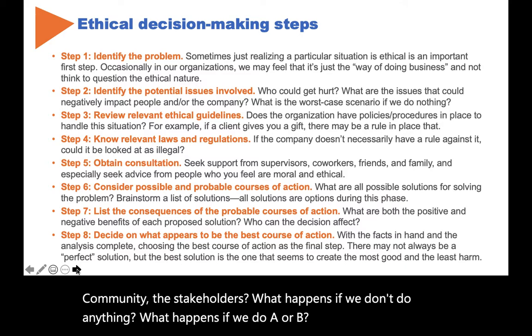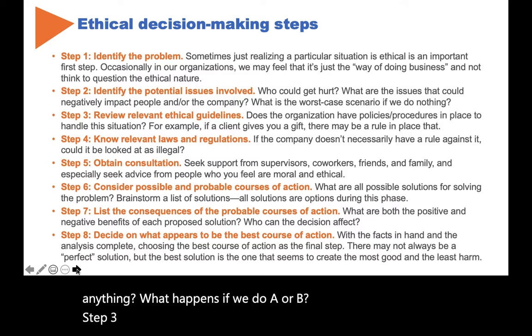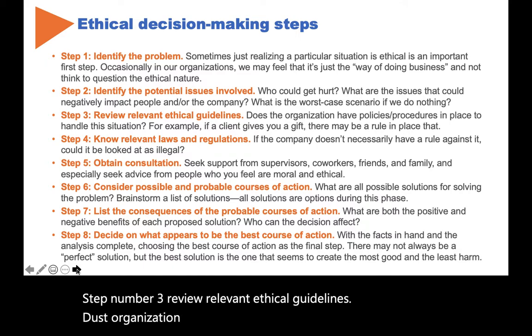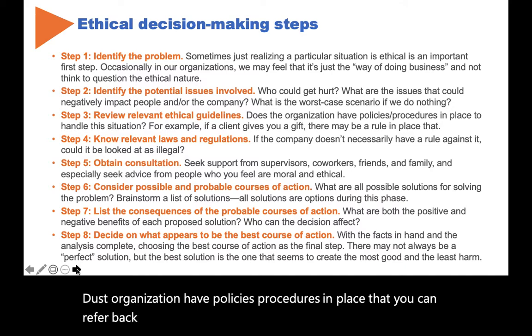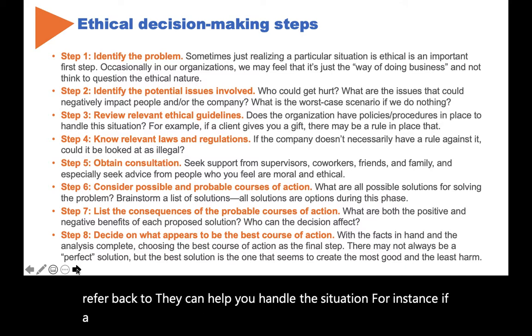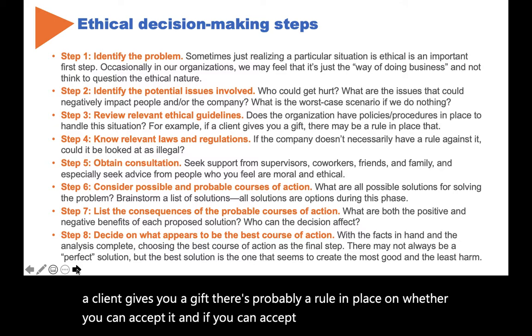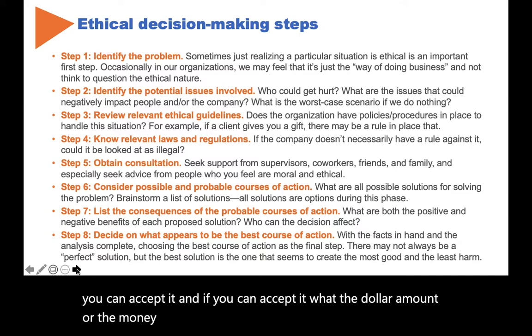Step number 3, review relevant ethical guidelines. Does the organization have policies and procedures in place that you can refer back to? They can help you handle the situation. For instance, if a client gives you a gift, there's probably a rule in place on whether you can accept it, and if you can, what the dollar amount is.